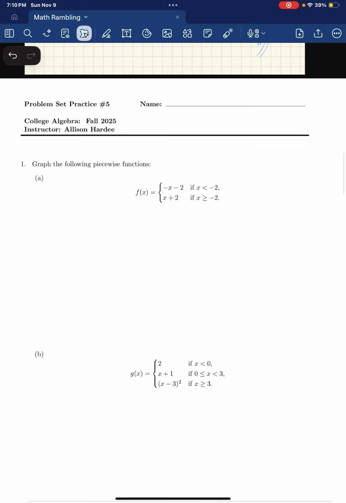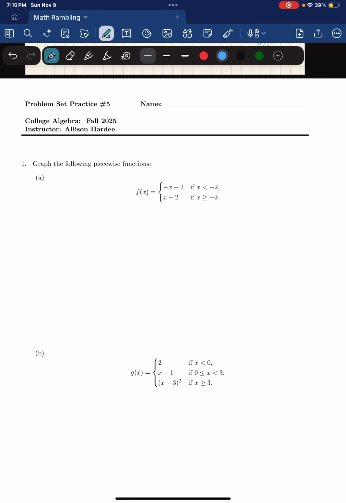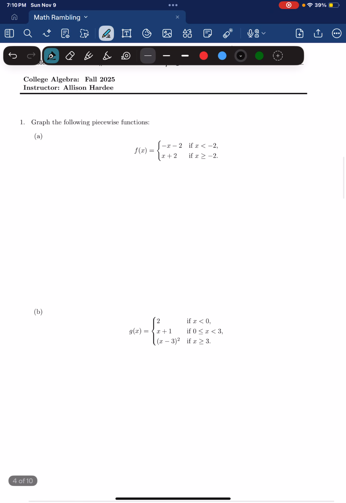Okay. Hello. This will be the solutions for the practice problem set. All right. Let's see. Graph the following piecewise functions. We're going to need somewhere to graph them.